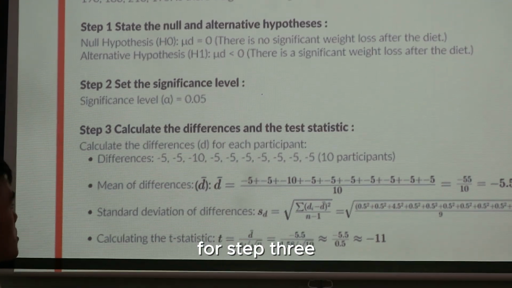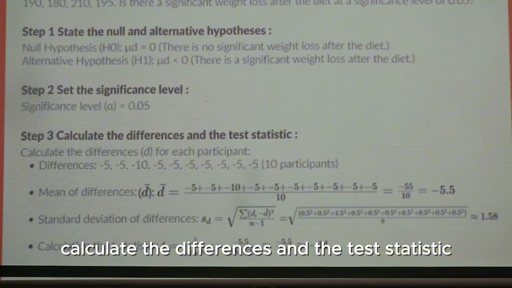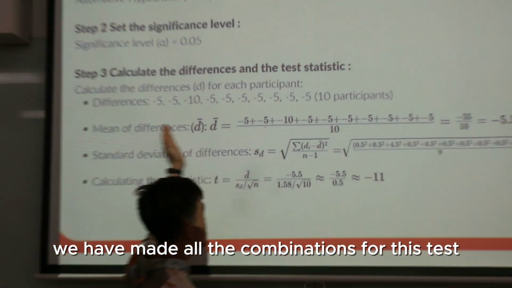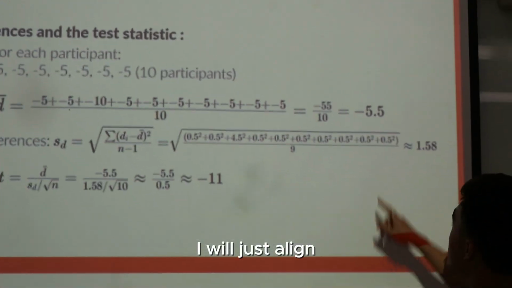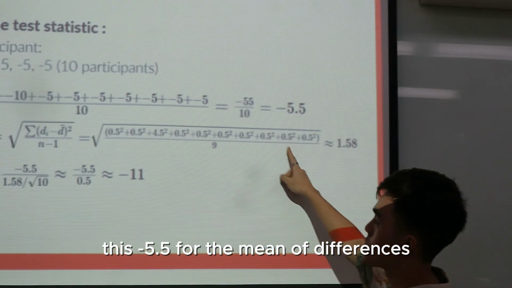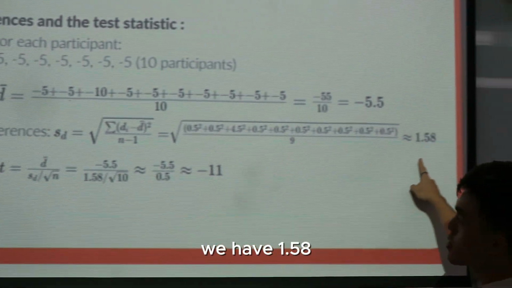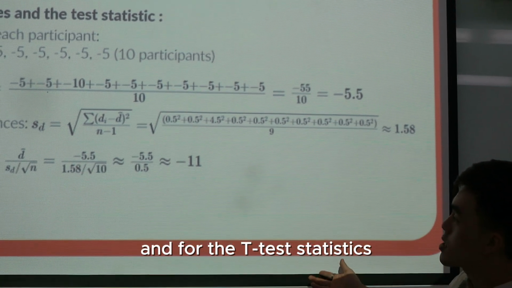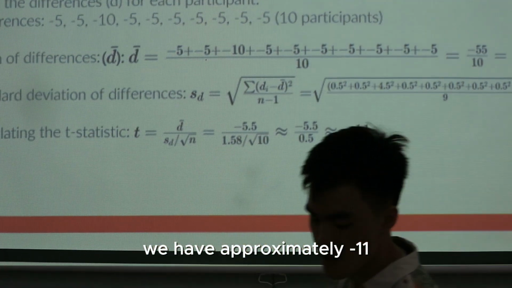And for step 3, calculate the differences and the test statistic. We have here all the calculations for the steps. The mean of differences is minus 5.5. For the standard deviation of differences, we have 1.58, and for the t-statistic, we have approximately minus 11.